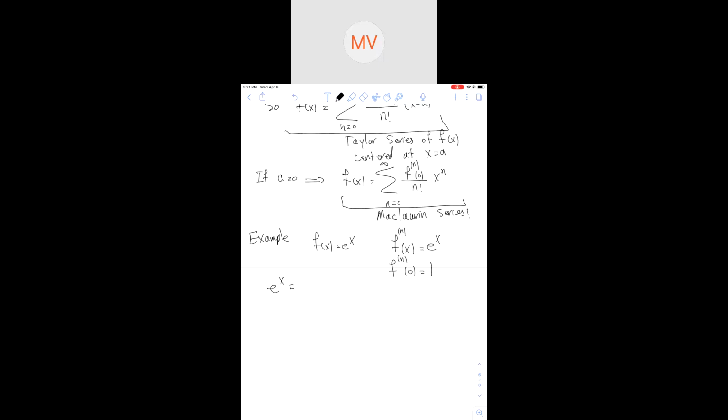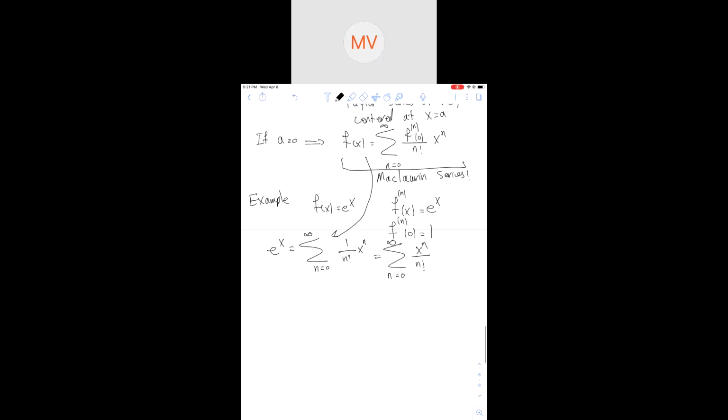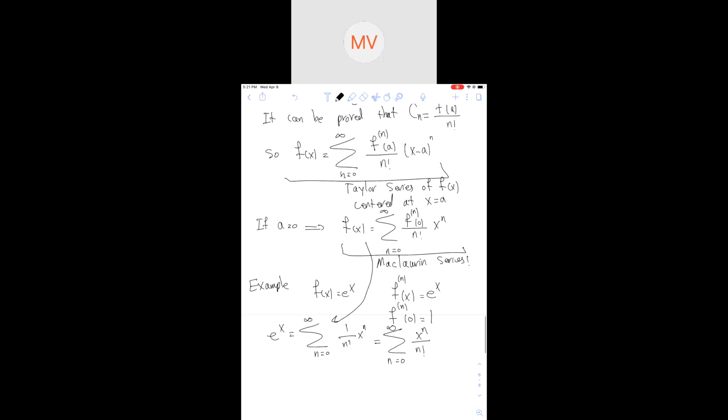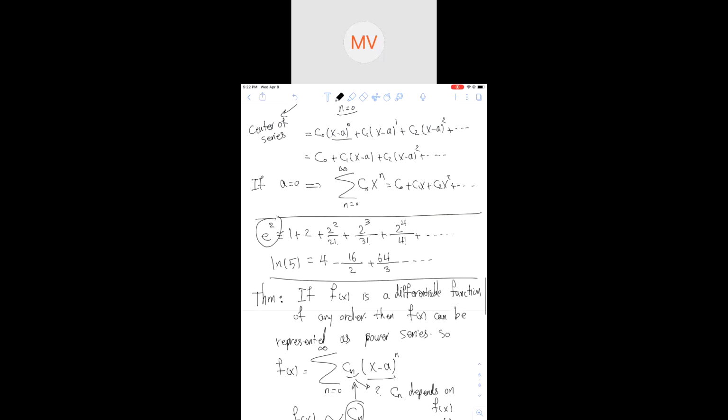That means e to the x, according to this formula, is the summation n from 0 to infinity of 1 over n factorial x to the n. If you rewrite it, it's x to the n over n factorial, n from 0 to infinity. Do you remember that estimation I wrote up there? There you go. This one. That comes from that summation.